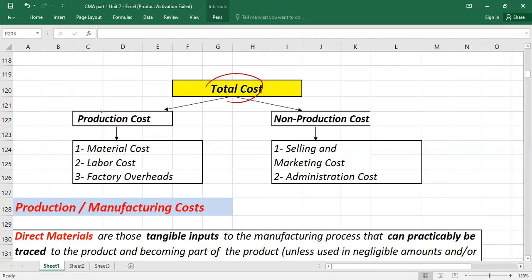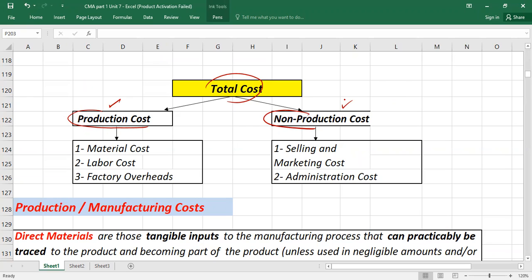We say production cost and what? Non-production cost. Production cost is also called manufacturing cost. And non-production is also called what? Non-manufacturing cost. And mainly in production, we have 3 components.